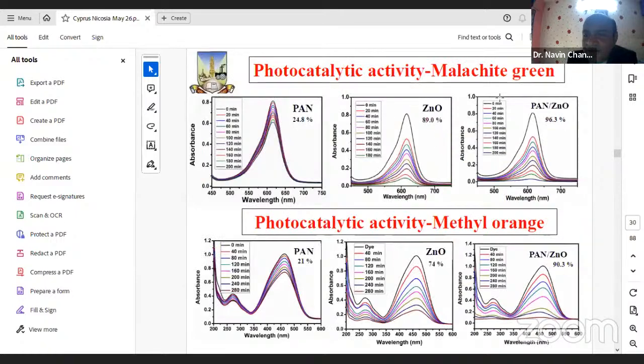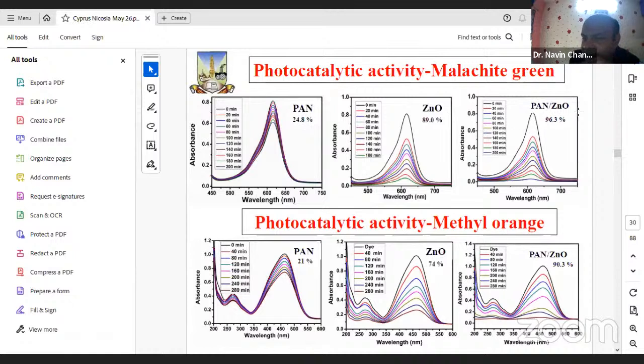For this, we have done the photocatalytic activity of malachite green. Initially, we used these 2 dyes, malachite green and methyl orange. This is the PAN nanofiber. Only in presence of the PAN nanofiber, the degradation seems to be very negligible. In case of zinc oxide, the degradation in 180 minutes is 89.0%. But in presence of PAN, 24.8% degradation of malachite green is observed.